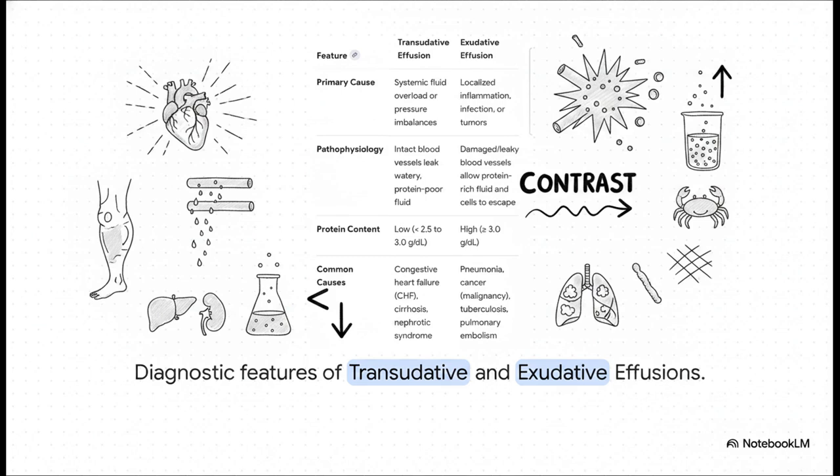Now, contrast that with an exudative effusion. Here, localized inflammation, infection, or a tumor has caused damaged and leaky blood vessels. This allows protein-rich fluid and cells to just freely escape into the pleural space, pushing that protein content high to 3.0 grams per deciliter or more. We see this with pneumonia, malignancies, tuberculosis, and pulmonary embolisms.